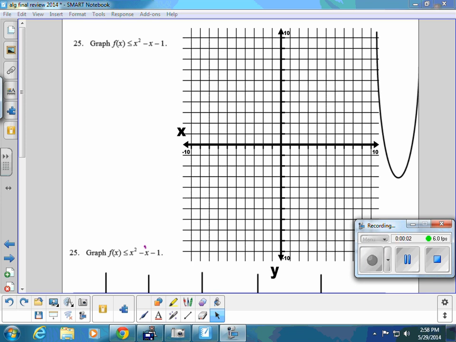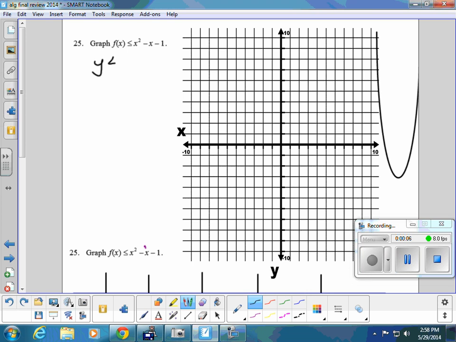Okay, looking at number 25, it's a graph, and you could think of this as y is less than or equal to x squared minus x minus 1. You should realize that it's a happy face parabola. It'll be a solid line because of that line underneath there.